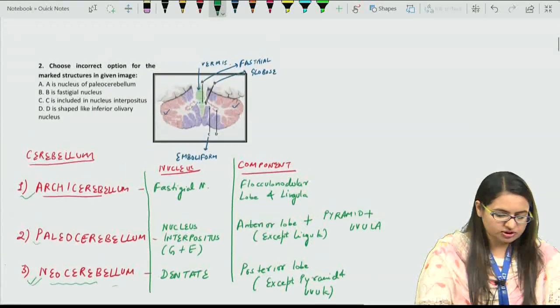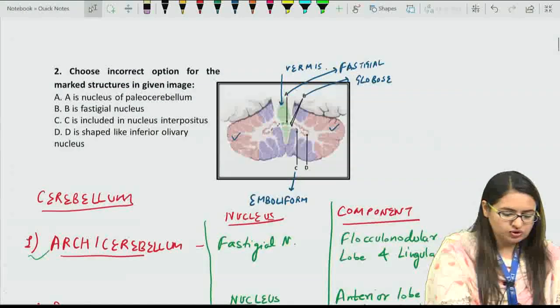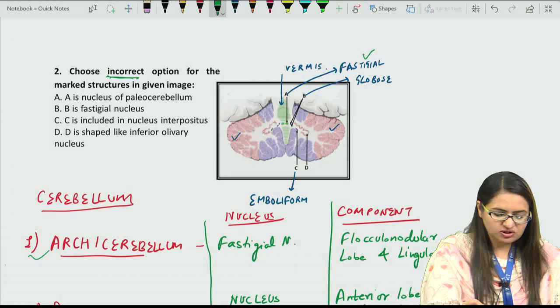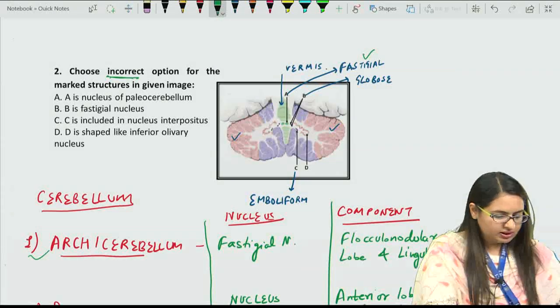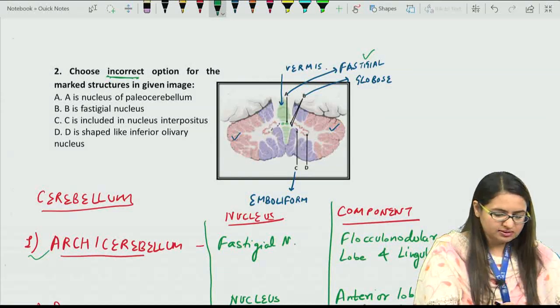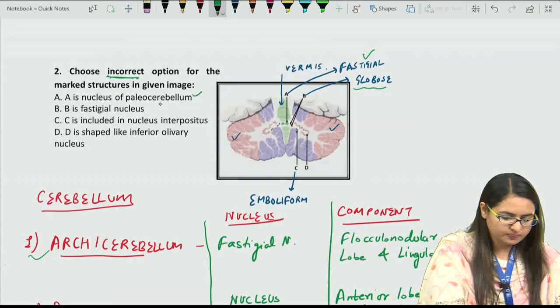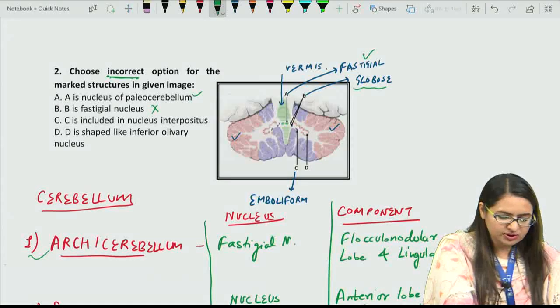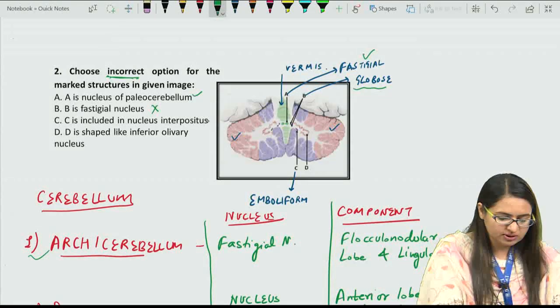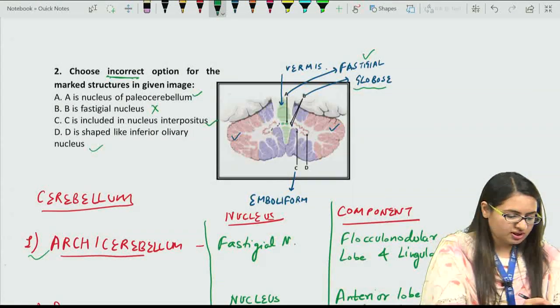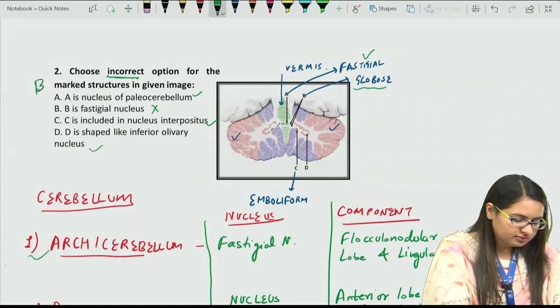So if you come back to the question, it says we have to choose the incorrect option. A is the nucleus of the paleocerebellum. So we know A is fastigial, therefore it is not a nucleus of the paleocerebellum. B is globose. Sorry, B is not correct. C is included in the nucleus interpositus. Yes, it is included. And D, the dentate nucleus, is shaped like the inferior olivary nucleus, that is, the crumpled bag appearance is there. So the answer for this question is B.